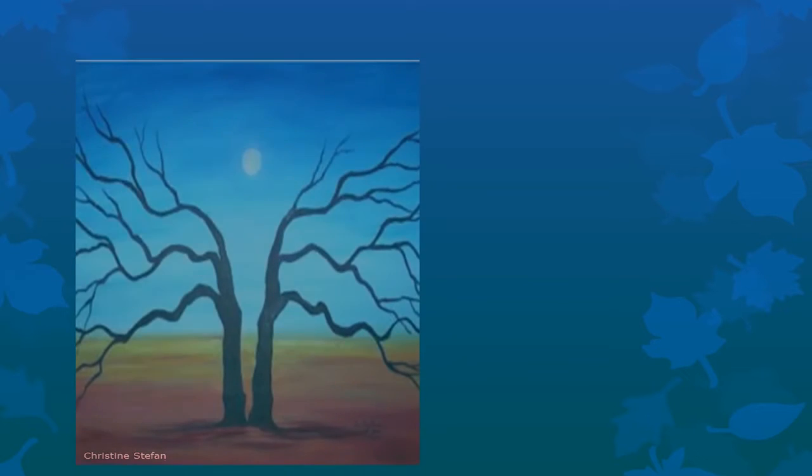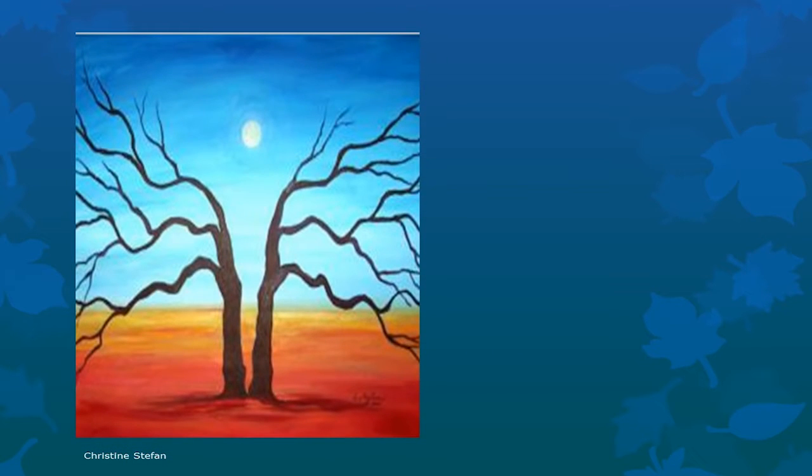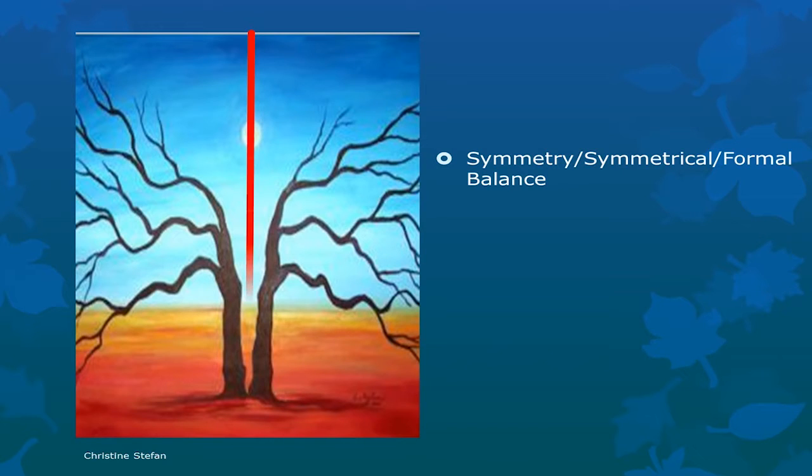Can you identify the form of balance used in this painting by Christine Stefan? Yes, it is symmetry or symmetrical. How do we know? When we place a line in the center, we see that both sides are the same.